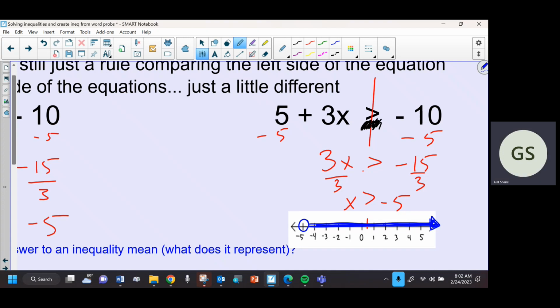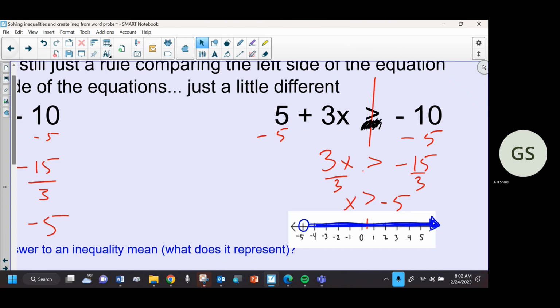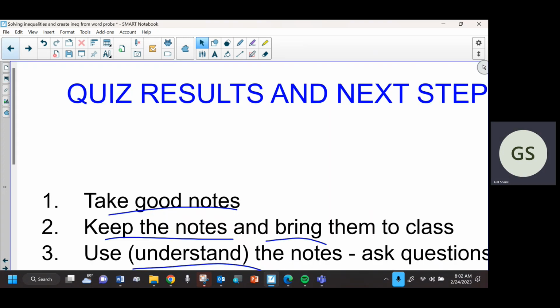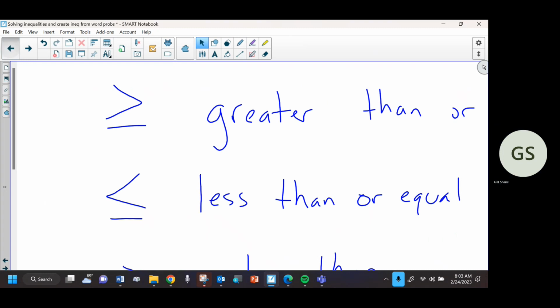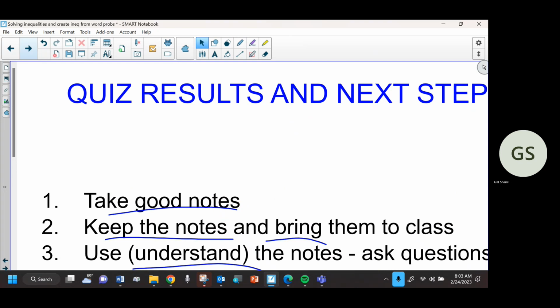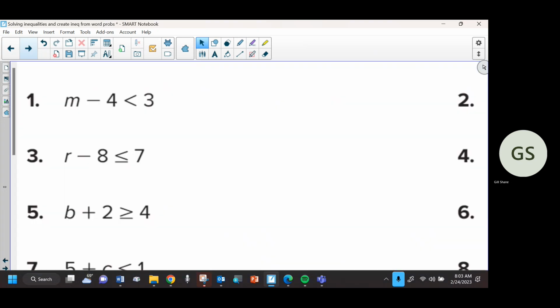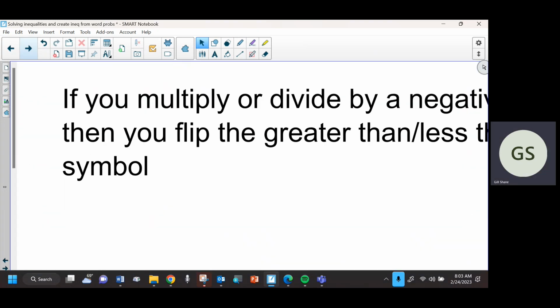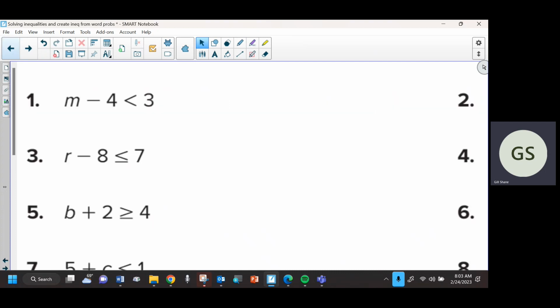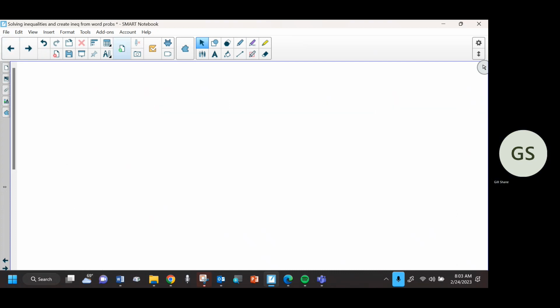I'm going to show you really quickly the tricky part of this, just so you can write it down. Oh, let's see, not that. Whoops, where is it? Oh, here we go. So let's do a problem real quick.